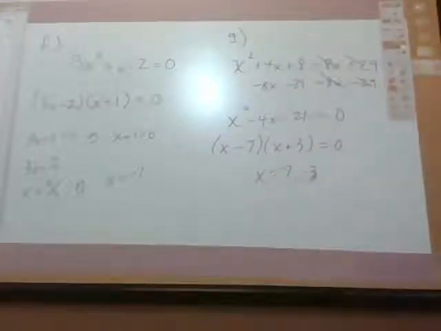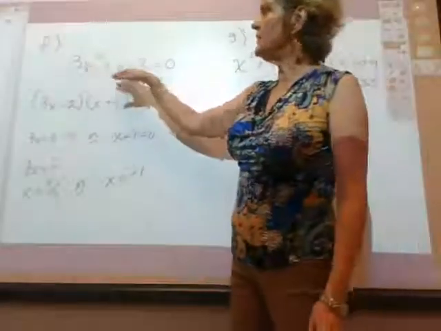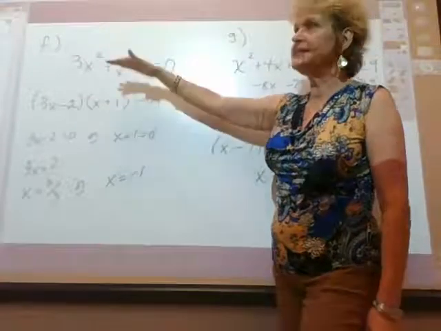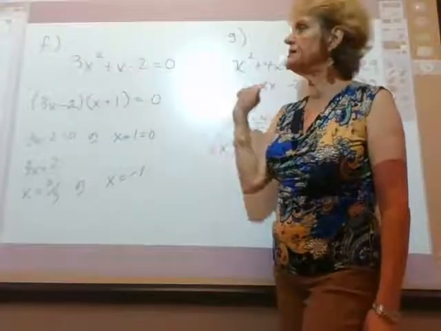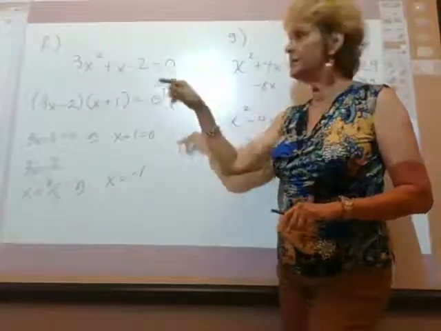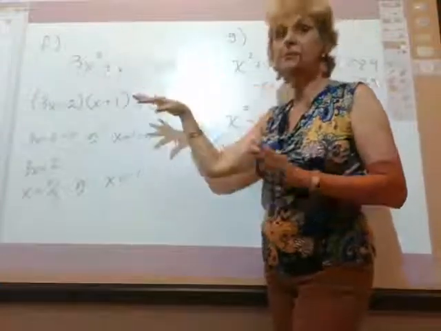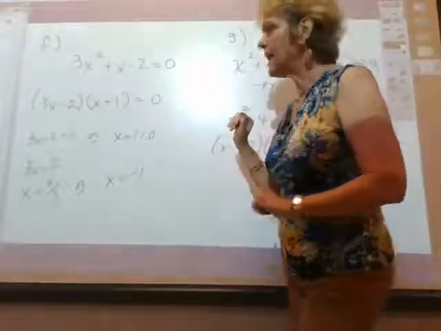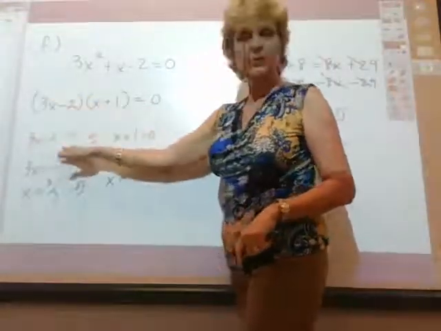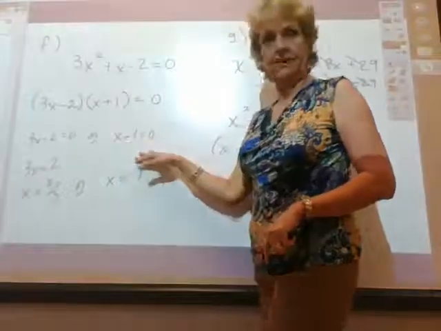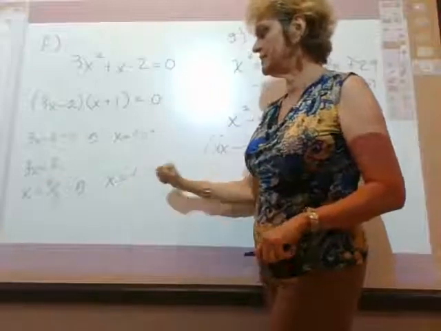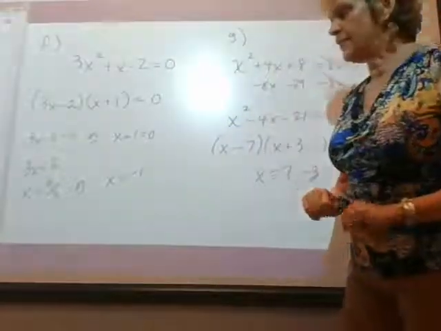So for F, it was already in descending order, so I just had to do trial and error and find the two binomials that would give me this product. So you may have to try some different combinations. Do FOIL, make sure that this equals this. You have your pluses and minuses in the right spot. All right, so once you get it, then you say either this binomial is worth 0 or this one, okay? So here I added 2, divided by 3, and here I subtracted the 1.